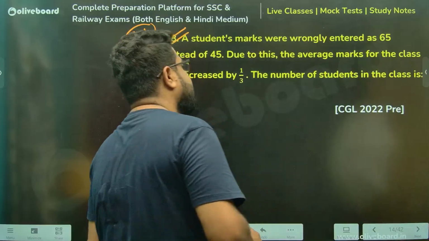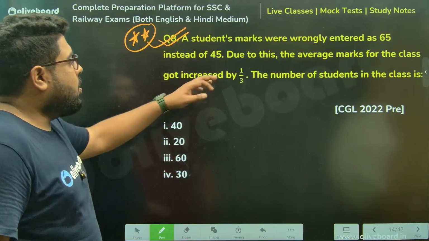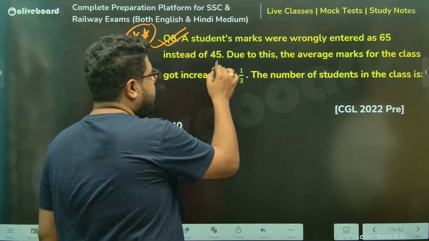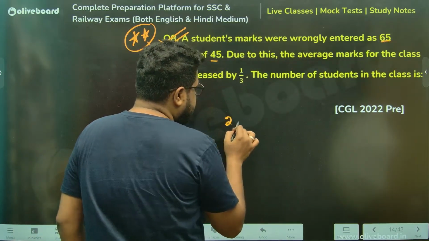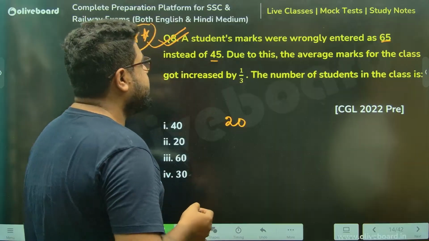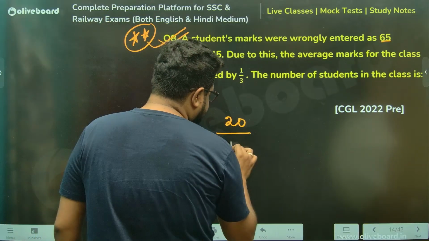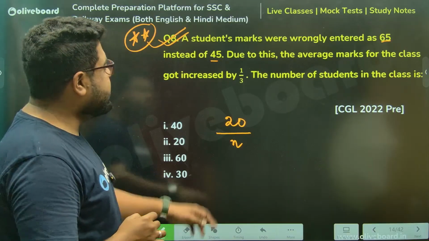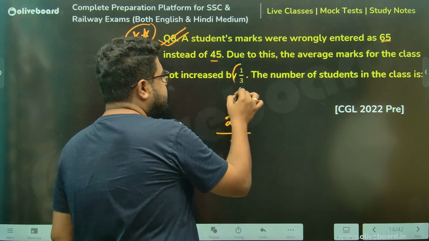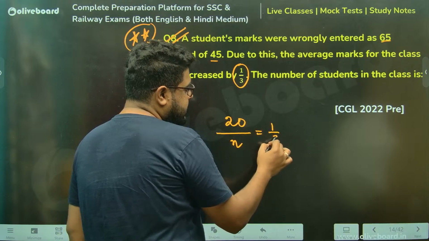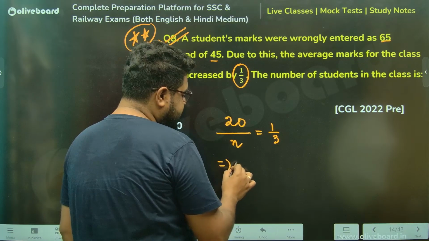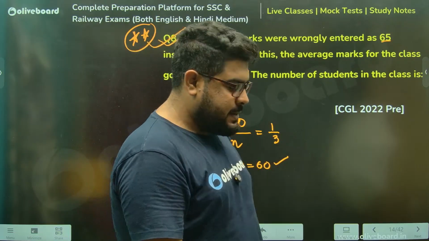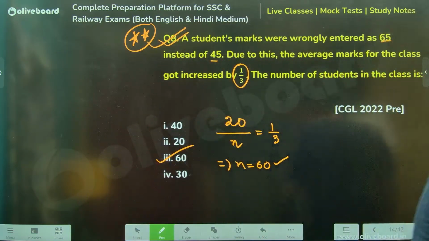I got 4 answers. Someone wrongly entered 65 instead of 45. Deviation is what? That means 45 and 65, the deviation is 20. That is the incorrect amount. Now, deviation divided by n, the number of students, is equal to the change in average. Average marks increased by 1 by 3, meaning this is your change in average. So n will be equal to 20 into 3, that is 60. This is how easy this question was.